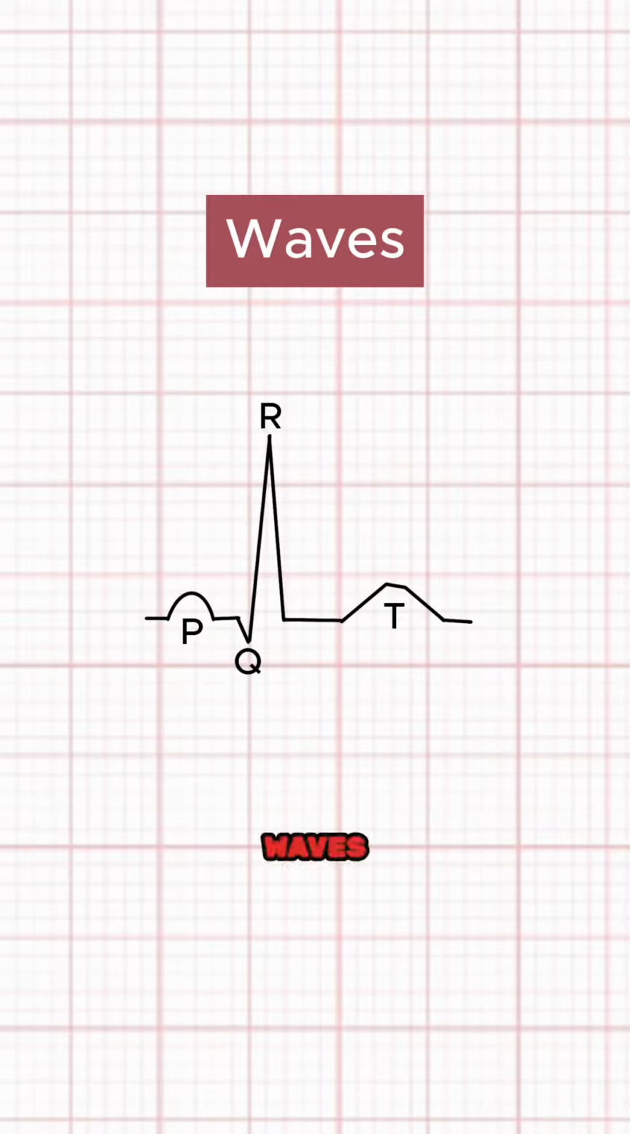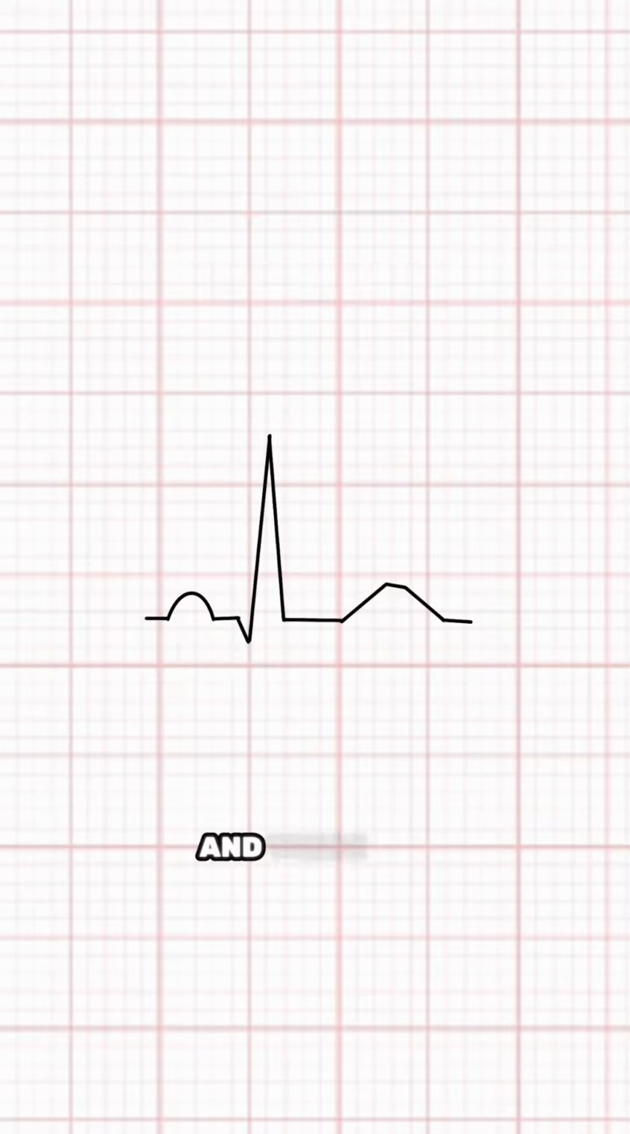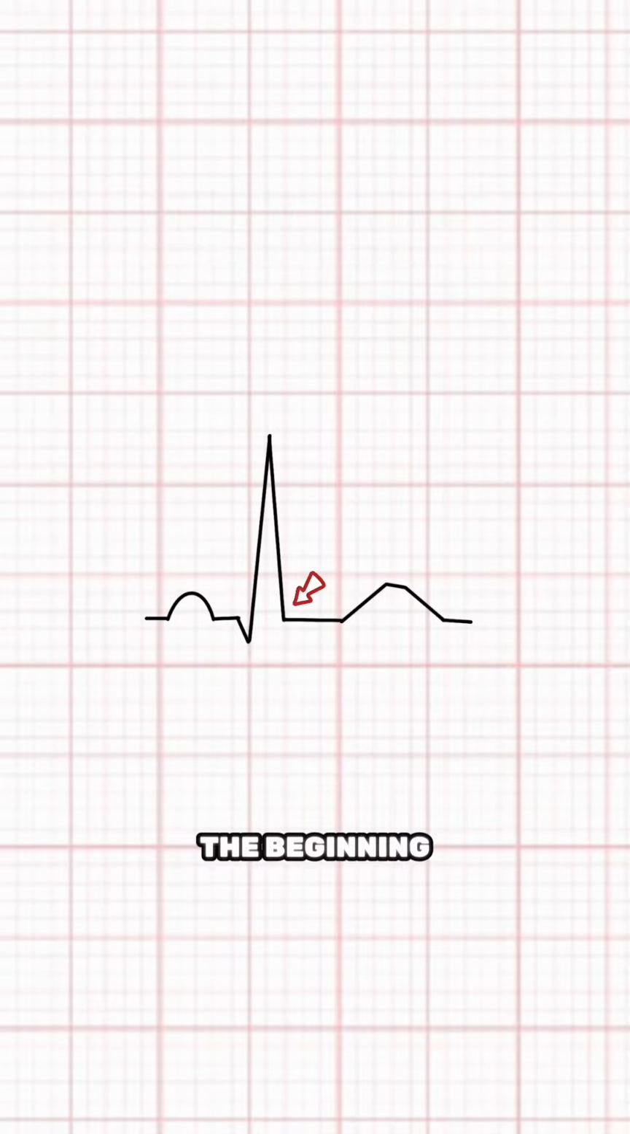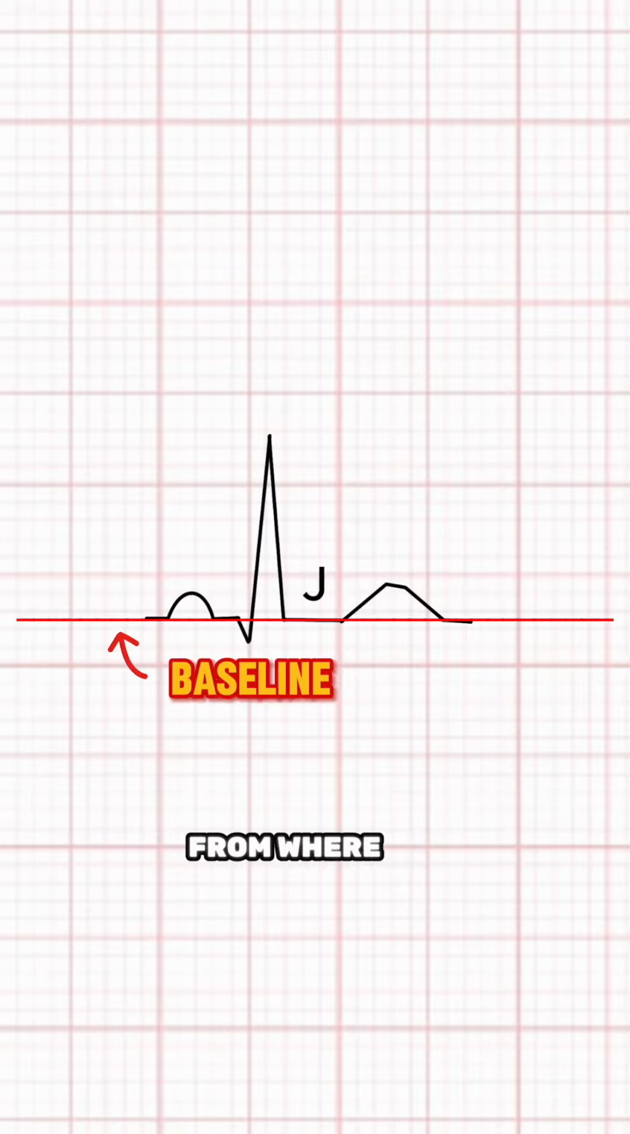Now, these are the waves in a normal ECG recording, and these are their corresponding segments named based upon the waves they fall between. So, the ST segment, which falls between the S wave and the T wave, or the R wave and the T wave, based upon if the S wave is present or not. The beginning point of the ST segment is known as the J point. Normally, the J point lies near the baseline from where all the waves are recorded up or down.